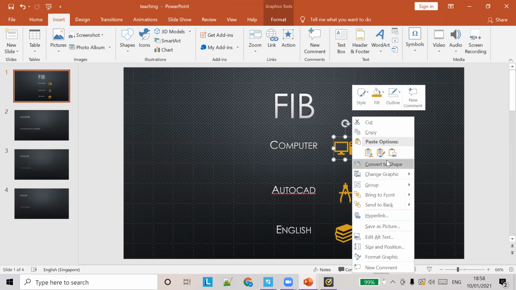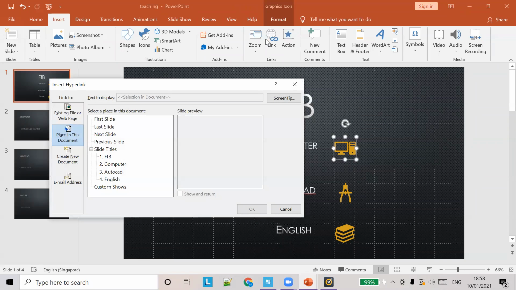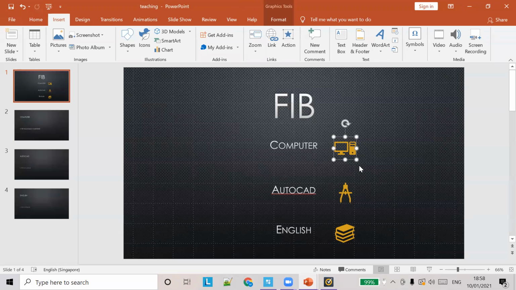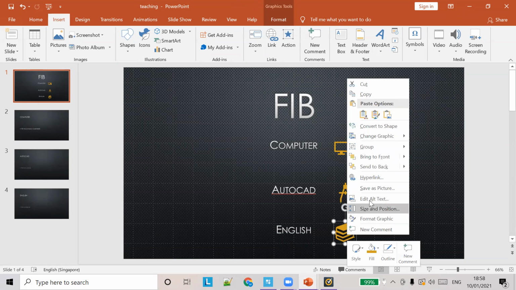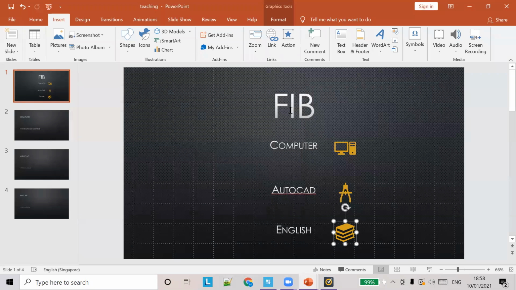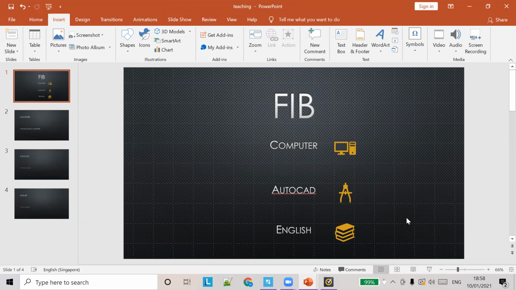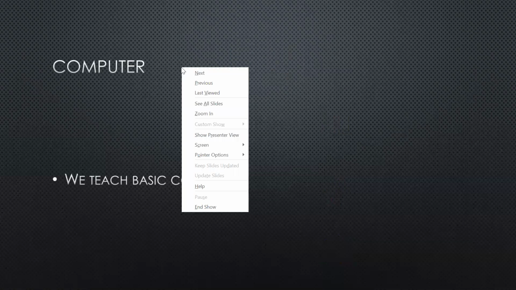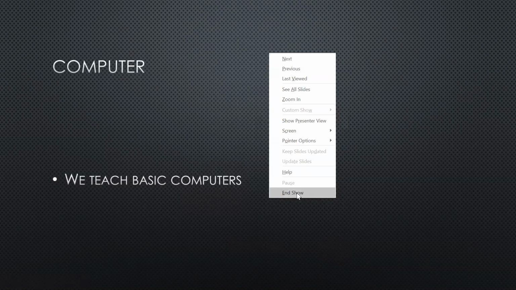So go here. So we'll add computer here, and also for English, we'll add a hyperlink. Okay, select this, click icon, English. Okay, click OK. Then save. So now you can see. Okay, go to the home screen.